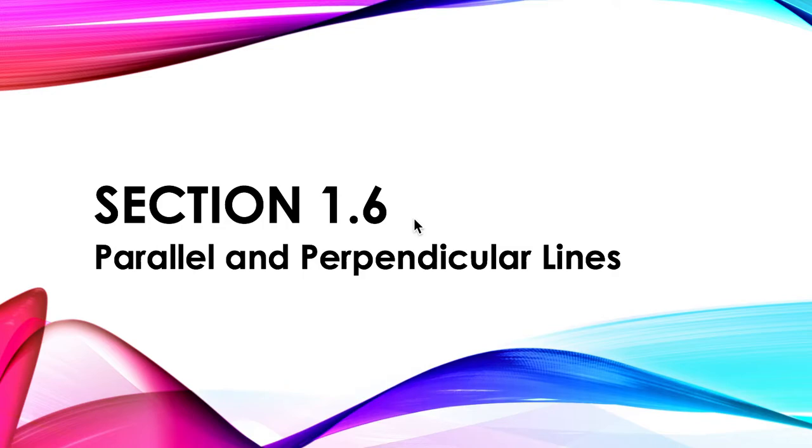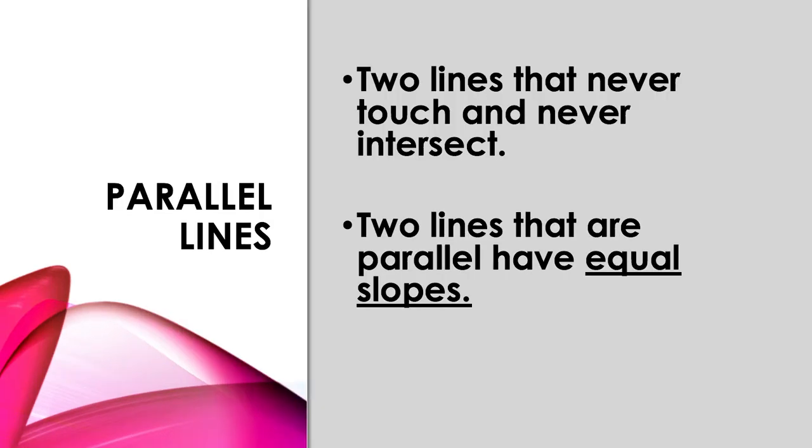So we'll now look at parallel and perpendicular lines. Let's begin with the definition. Parallel lines are two lines that never touch and never intersect. So when we're talking about parallel lines, we're talking about lines that run side by side. They never touch and they never cross.